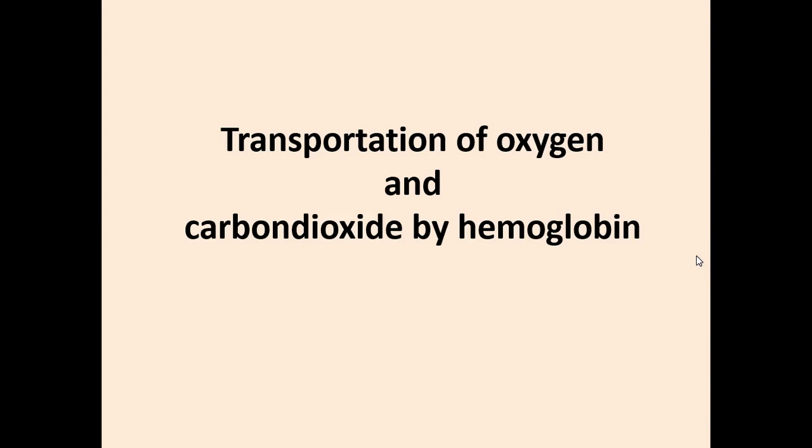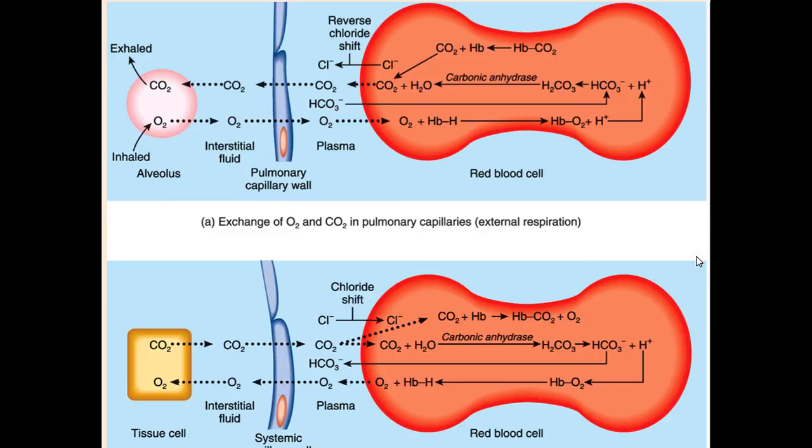Transportation of oxygen and carbon dioxide by hemoglobin. Now in this diagram you will see the effect of partial pressure of carbon dioxide and pH on the oxygenation and deoxygenation of hemoglobin. When oxygenated blood reaches the capillaries of the tissues, here you see that in the tissues the partial pressure of carbon dioxide is high. It diffuses into the red blood cells.